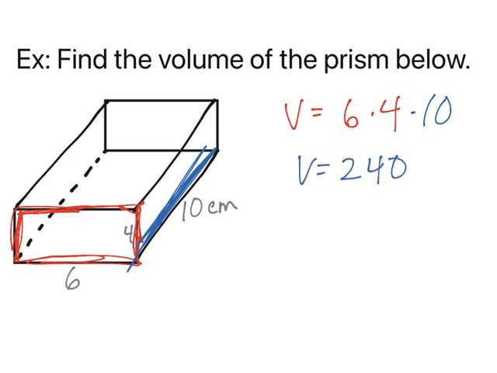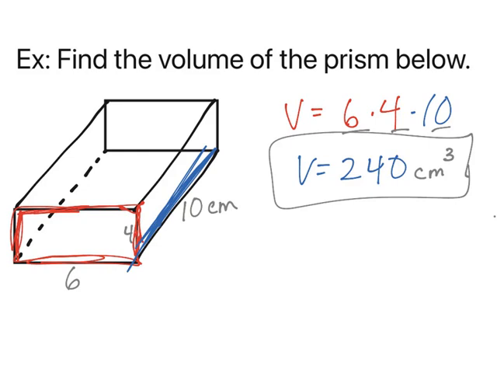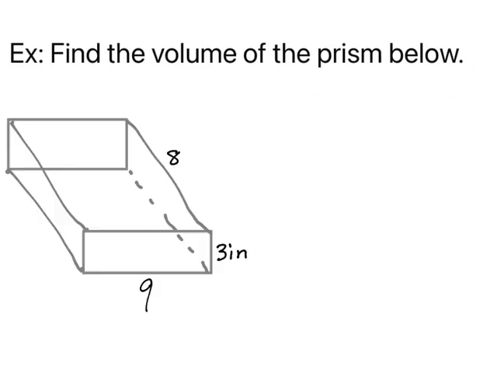Now, units are important because I like to think about it kind of the easy way. We're multiplying 3 dimensions, length times width times height. That means 3 dimensions, we are cubed. When you're talking about area, that's 2 dimensions, so it's just squared. But volume is 3 dimensions, so it's cubed.